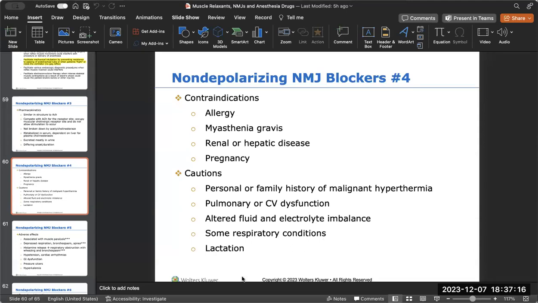Be careful with pulmonary or cardiovascular dysfunction because it causes muscle paralysis. It could slow down those pulmonary and cardiovascular muscles very, very easily. It's not a CNS depressant, but it causes muscle paralysis. Remember, our heart and our lungs are muscles. We could have altered fluid and electrolyte imbalance and things like that.